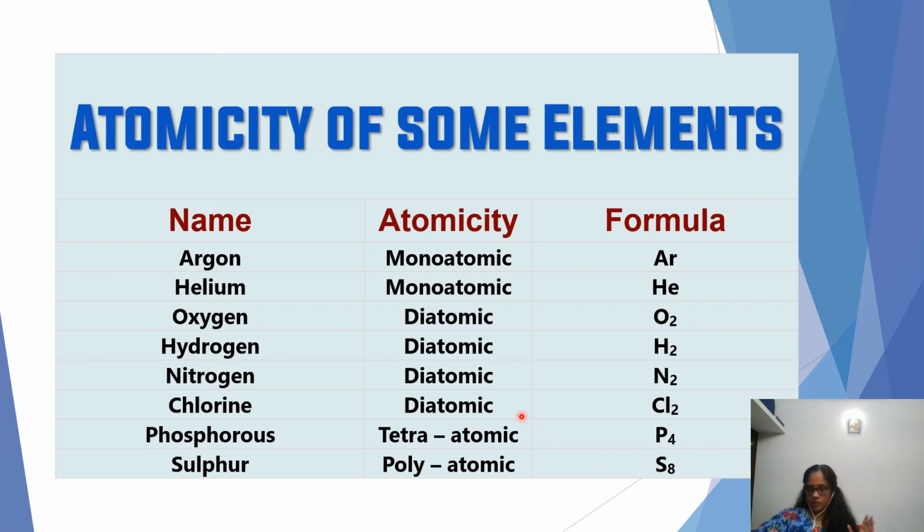So first you have to learn what atomicity is. Atomicity means the number of atoms in a molecule of an element. That number of atoms is called atomicity. If one atom is there, we call it monoatomic. If it is 2, diatomic. If it is 3, triatomic. If it is 4, tetraatomic, and if it is more than 4, polyatomic. Up to this you have to learn for your exam, and this part is very important.